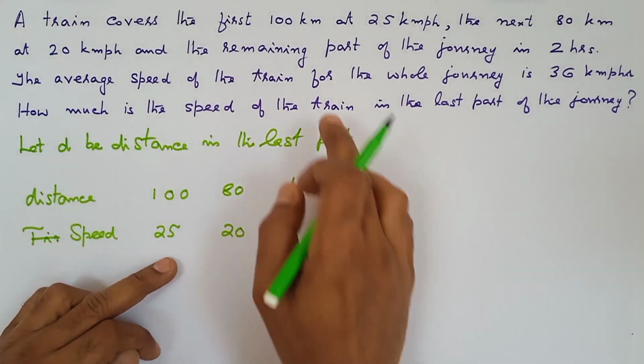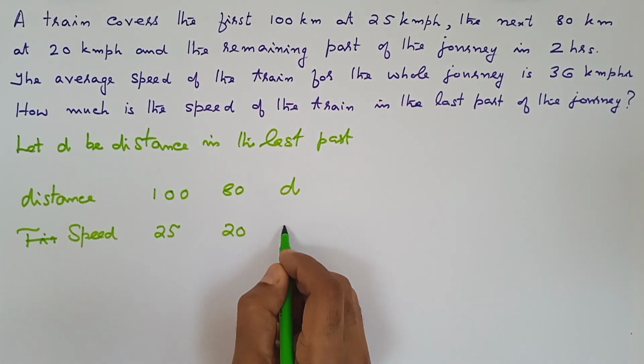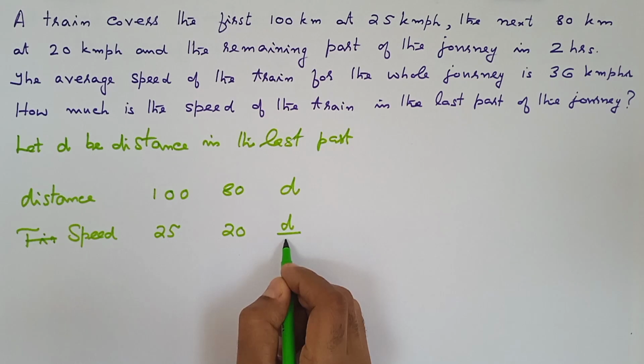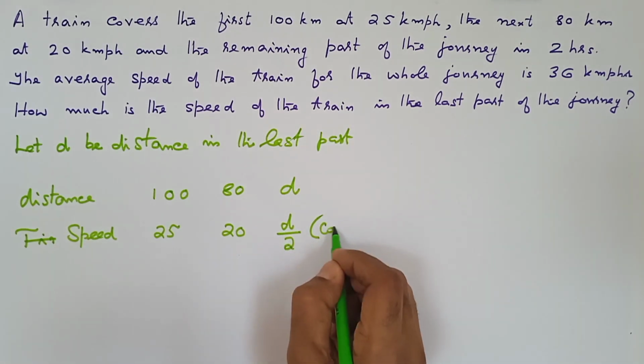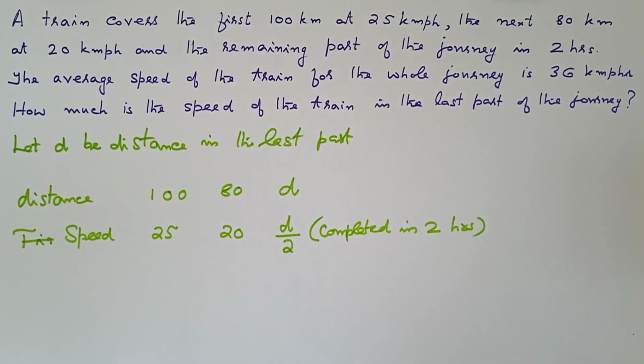And we don't know the speed directly. They say this was completed in 2 hours. What would be the speed actually? This will be the speed completed in 2 hours. This is the way they have given the data. And we know the average speed of the whole journey, 36 kilometer per hour.